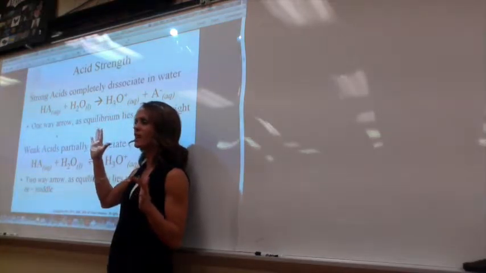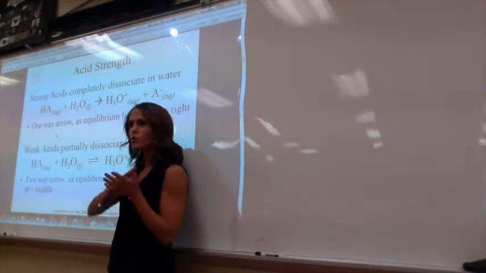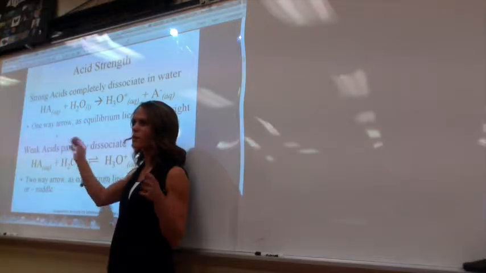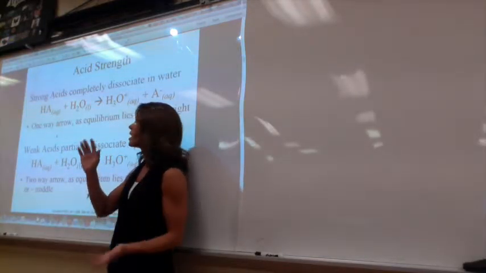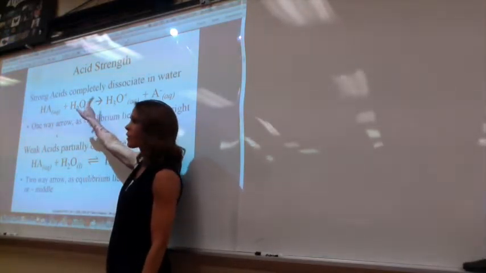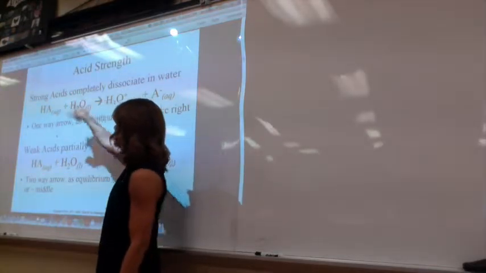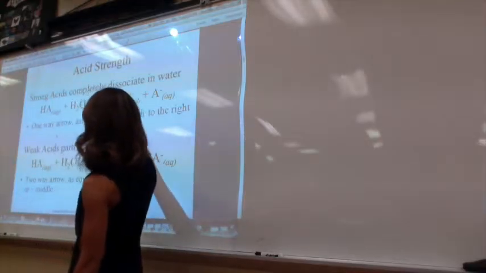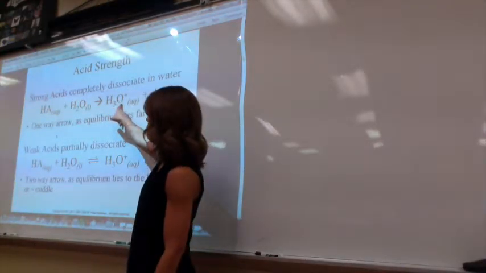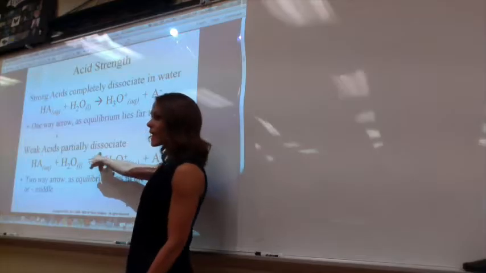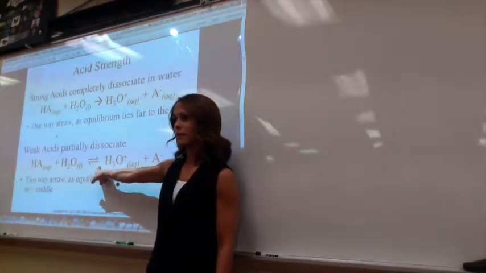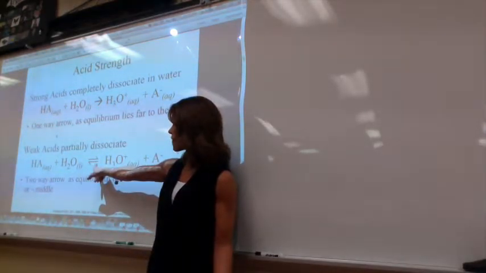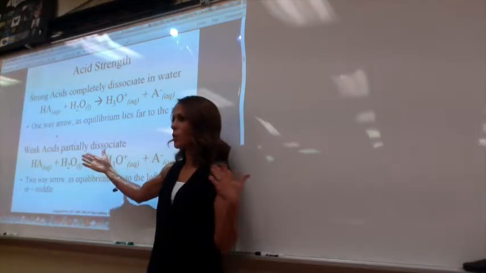But we still understand from equilibrium that nothing technically goes all the way to completion, right? Like there's always a little bit of the reactants left, but in theory, we're going to draw a one-way arrow. We're going to say all of this goes to completion, so that whatever this acid is, HA, completely gives up that H plus and it'll go over to the other component. If it's a weak acid, we always write the equilibrium sign. So that's another clue.